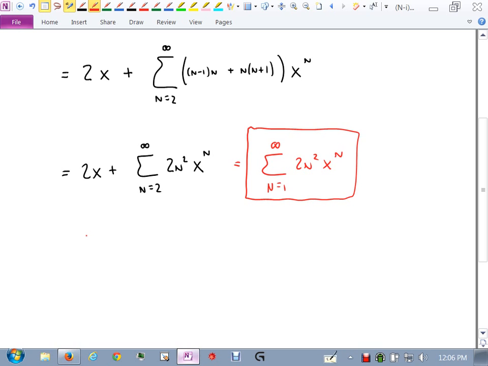Okay. That's it for these power series representations.